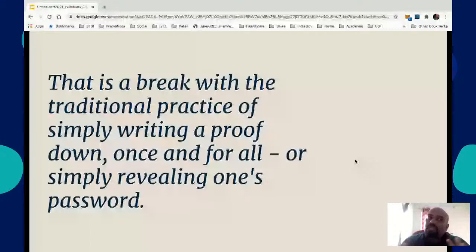In traditional cryptography, you were writing proof once and for all. For example, in your traditional systems, you write the password once for all. You can't change the password, but that remains as a proof. Or normally you use a private key, and you can't change it through cycles. So this is a break from traditional practice.